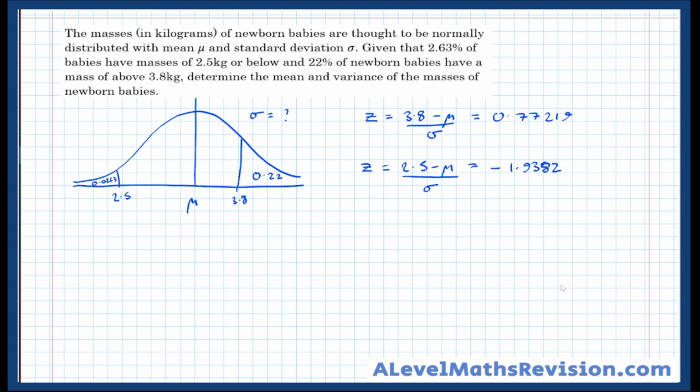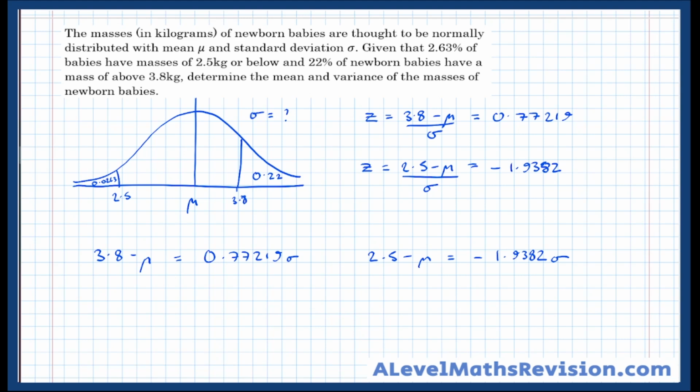Now we could solve it longhand if we wanted. However, we can just use the calculator mode for solving simultaneous equations to make it a lot easier. So if I multiply by sigma, each of them, I get 3.8 minus mu equals 0.77219 sigma. I also get 2.5 minus mu equals minus 1.9382 sigma. And what I'm going to do, I'm going to put all the variables on the left-hand side and the number on the right-hand side so that it's in a format that the calculator can solve in the simultaneous equation editor.